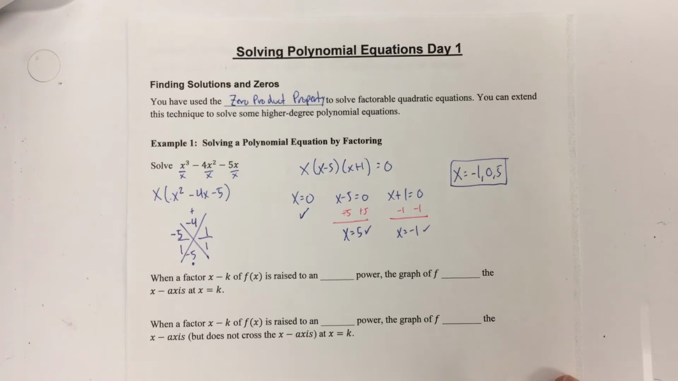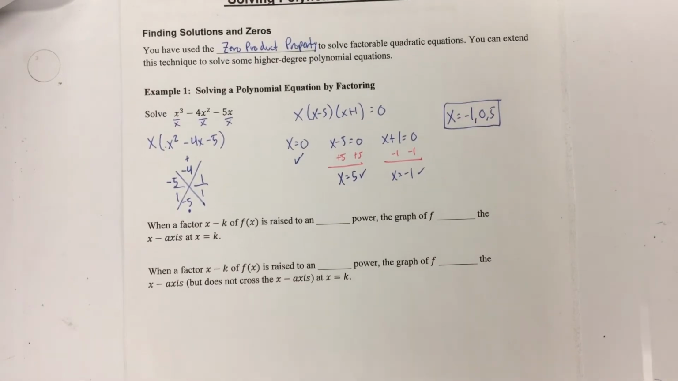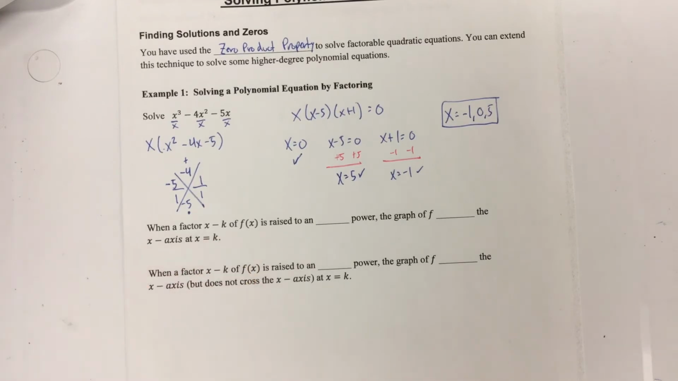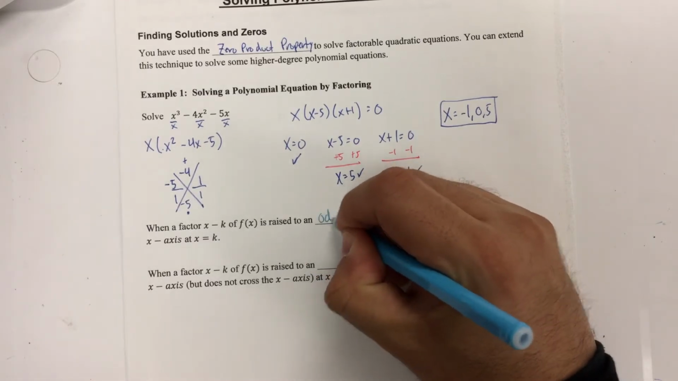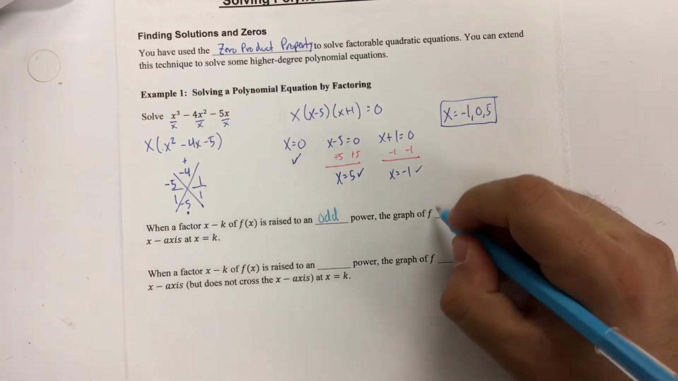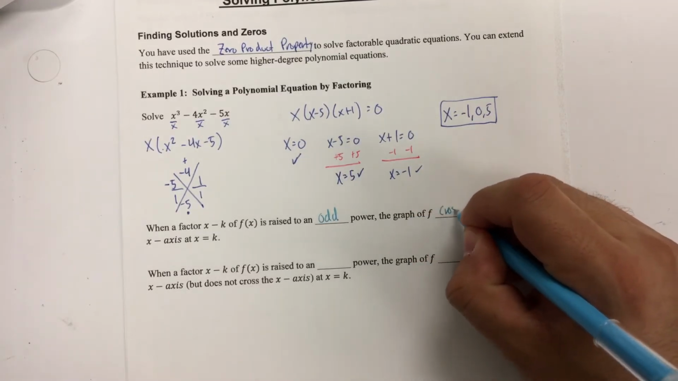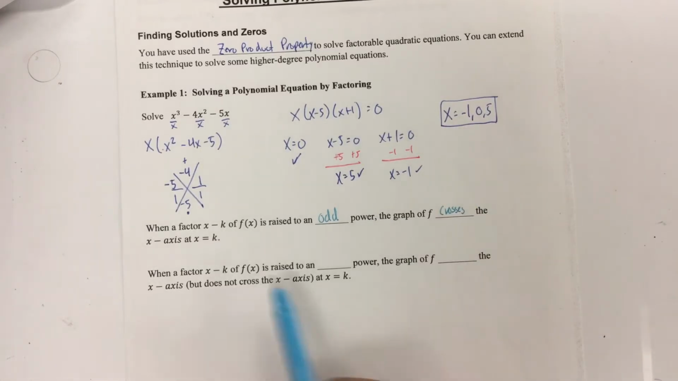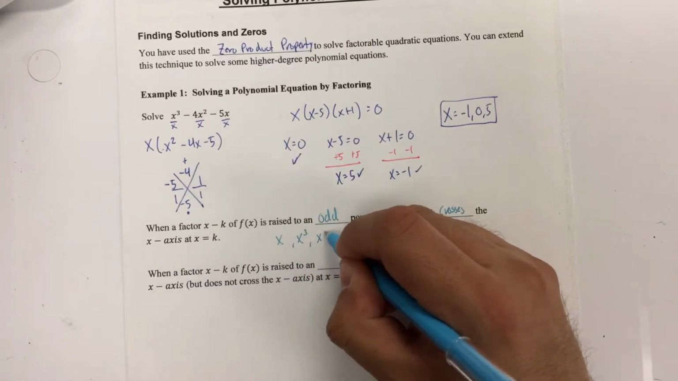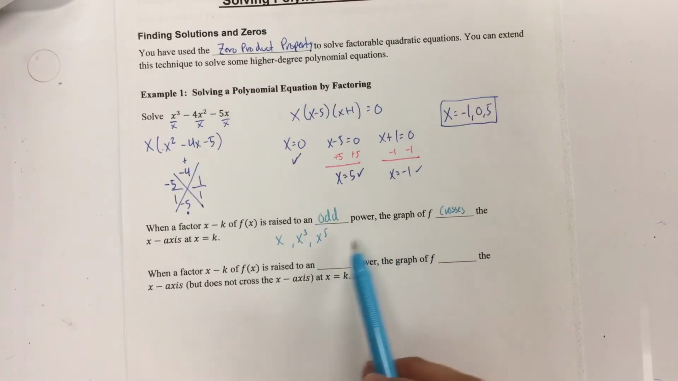For the next thing, we're going to take a look at graphing these. It says when a factor x minus k of f of x is raised to an odd power, the graph of f crosses the x-axis at x equals k. So pretty much, if you have x to an odd power, x cubed, x to the 5th, and so on, that's your odd power, it's going to cross through its intercept on the x-axis.